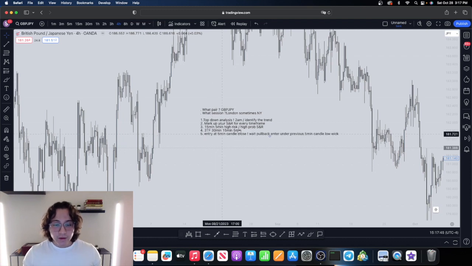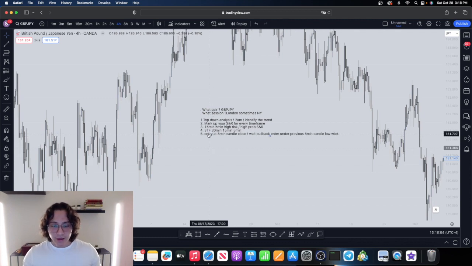The third step is to look for your high probability and high risk support and resistance from the 15-minute time frame to the 5-minute time frame, which I'm going to show you exactly what that means. And then the fourth step, these are the only 3 time frames that you are going to be trading with: the 30-minute, the 15-minute, and the 5-minute time frame.